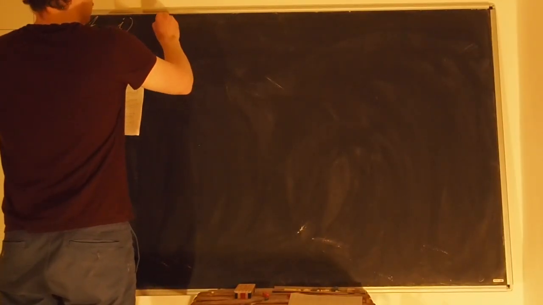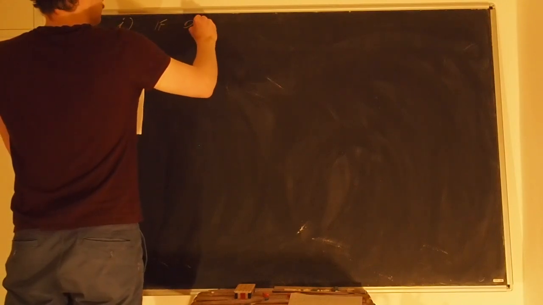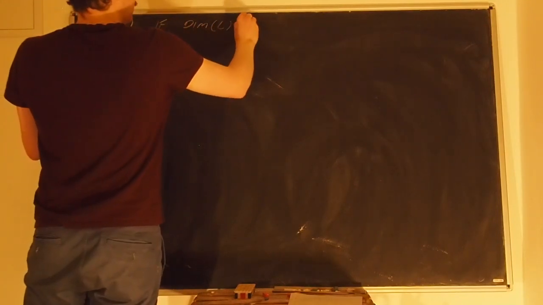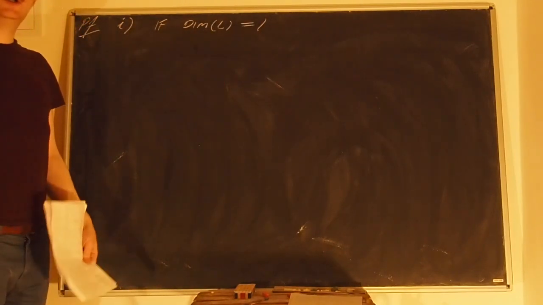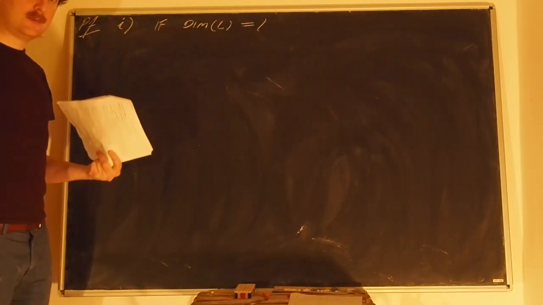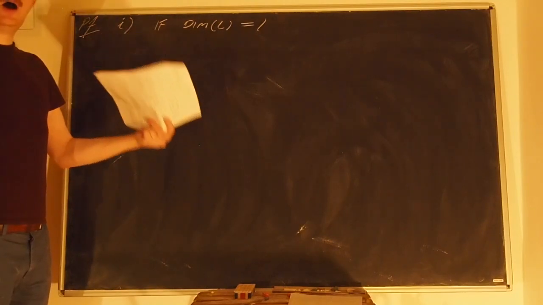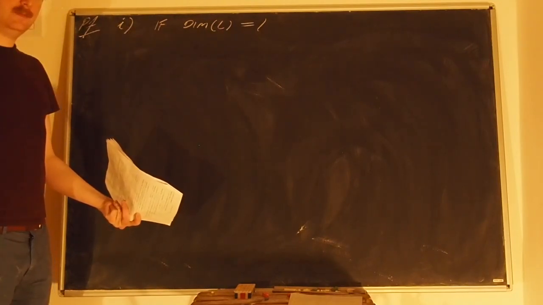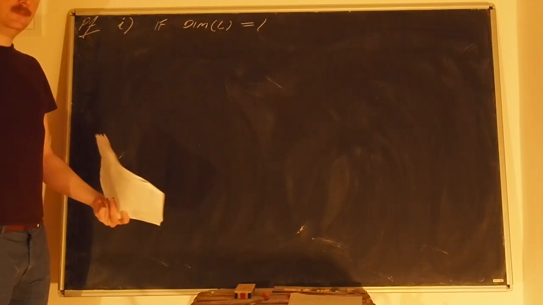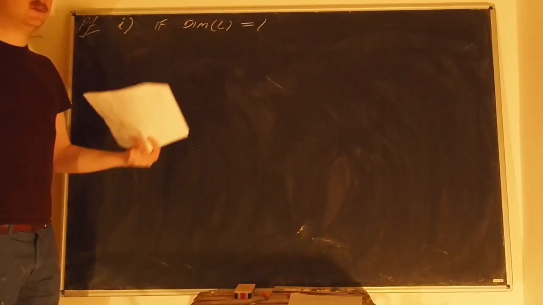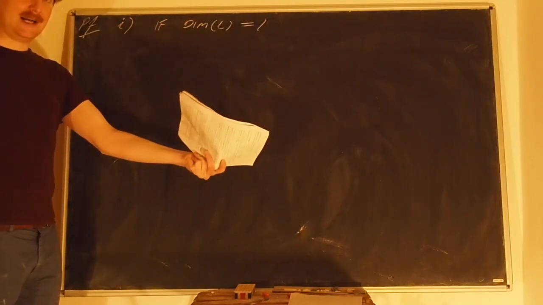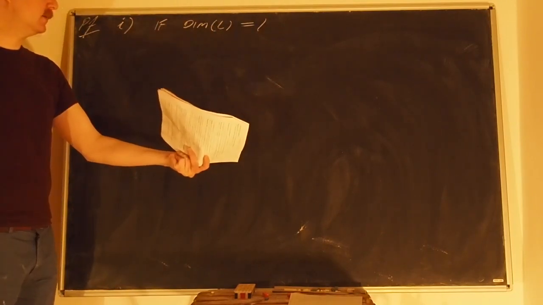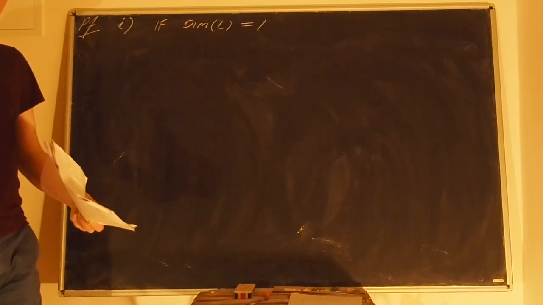So let's assume the dimension of L is equal to 1. If our Lie algebra has dimension 1, we want to show that if we have a representation of the Lie algebra on a vector space such that all of the elements of the Lie algebra act nilpotently on that vector space, then we're always going to have an invariant element.